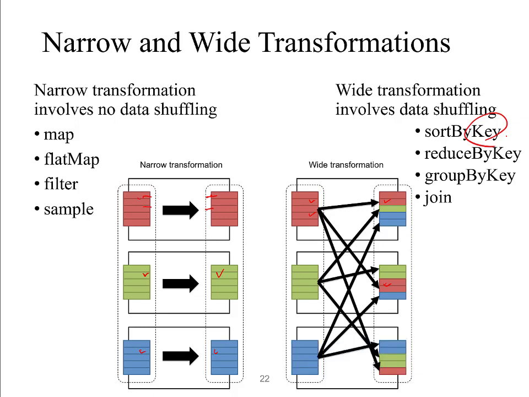This is kind of easy to understand. If the operation involves a key, then you can expect that the organization of the data would be different due to different keys. All right. So this is for the narrow and wide transformations.